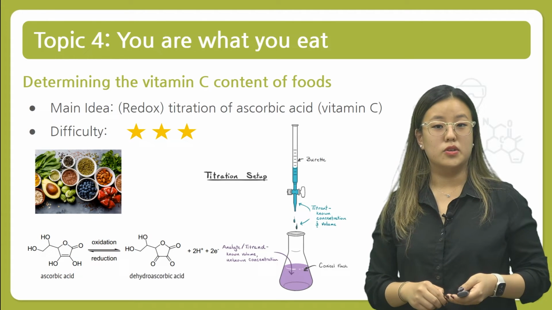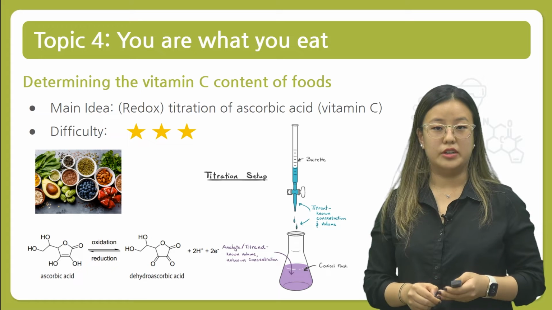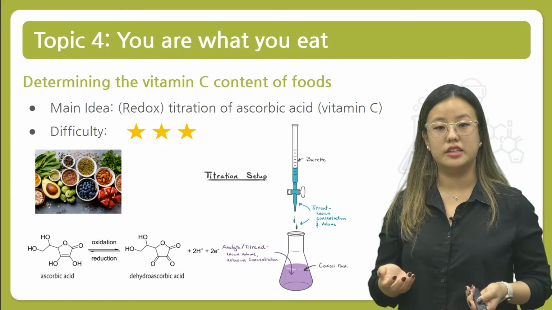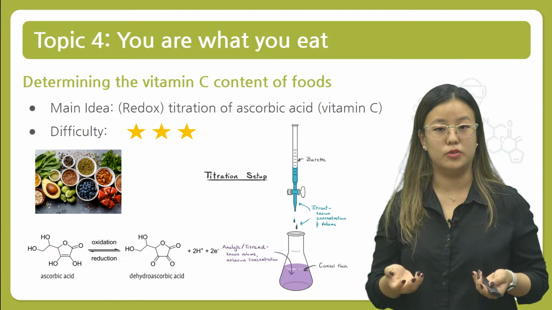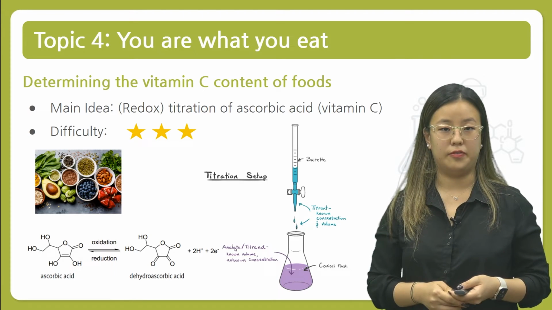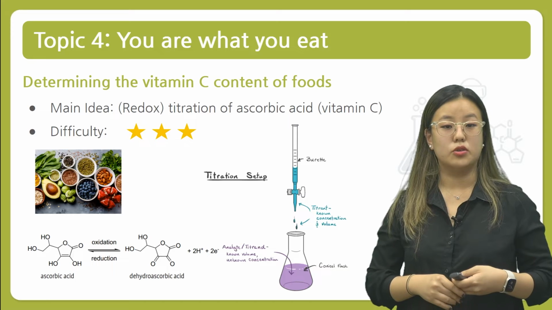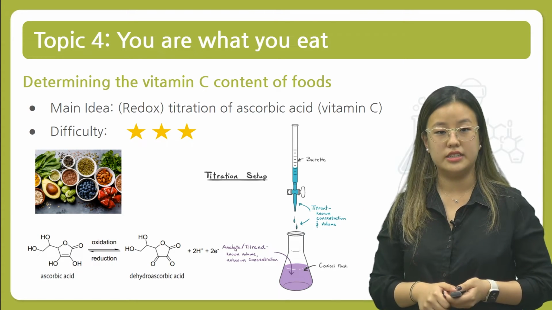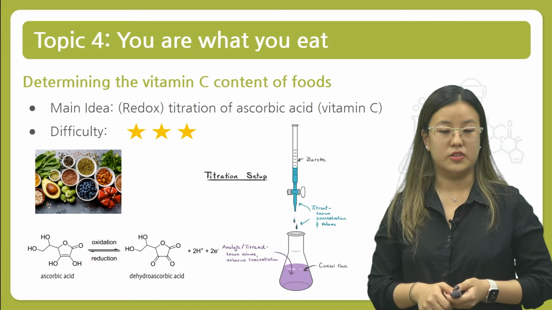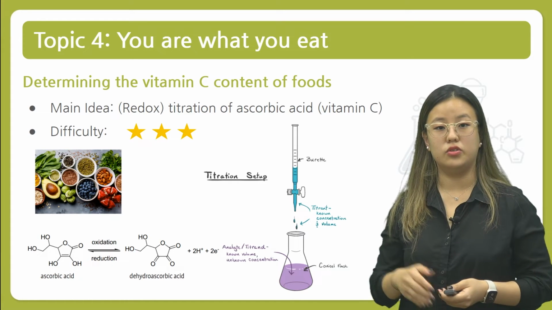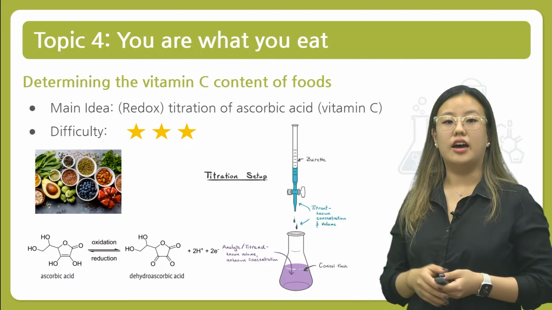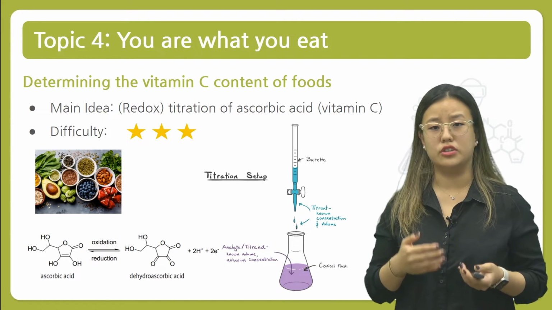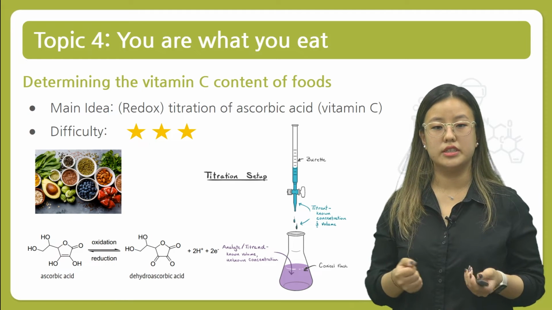The fourth topic is also related to foods for those of you who are interested in nutrition. We can look at the vitamin C content of different foods or superfoods, as they are known to have a lot of vitamins. Ascorbic acid, just another name for vitamin C, can easily be oxidized in the presence of an oxidizing agent. So if we do a redox titration here, we can determine the amount of vitamin C in a given food, such as orange juice or different fruits.